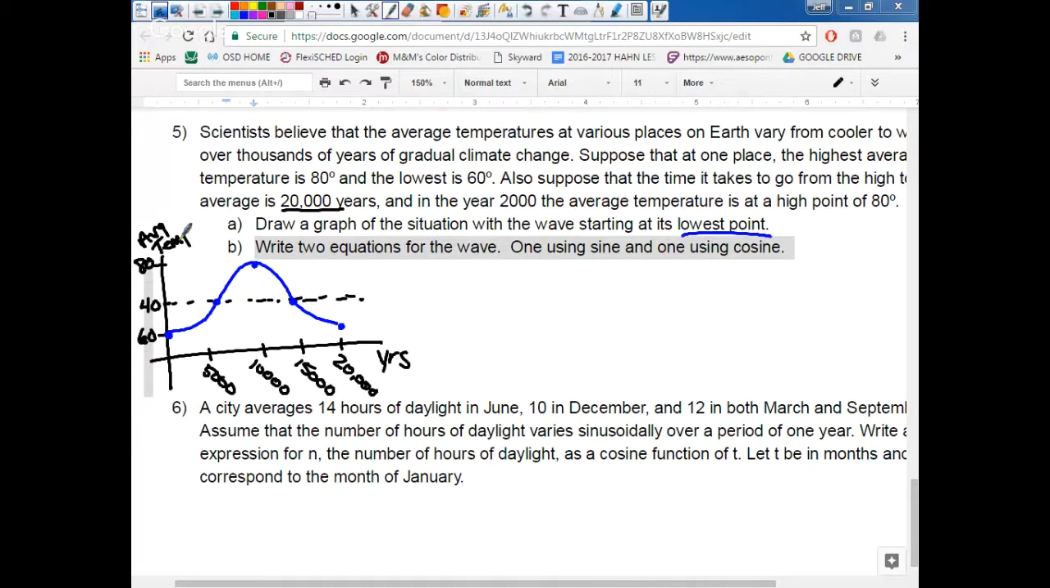All right, and now we've got to write the 2 equations of the wave, one using sine, one using cosine. If I notice here, I'm going to say this is a native negative cosine graph. I know the amplitude of my wave is 40, so I have a 40 multiplier. I know my axis of my wave. That's not 40 between there.